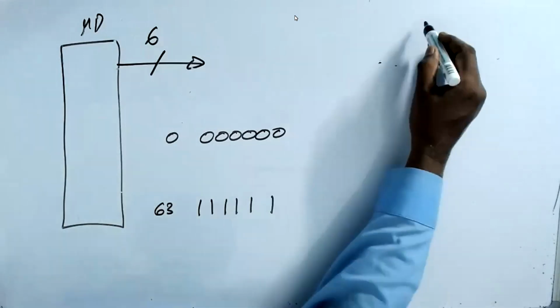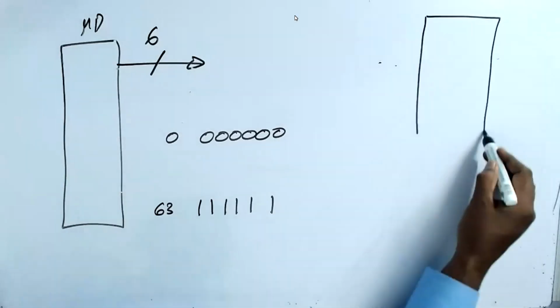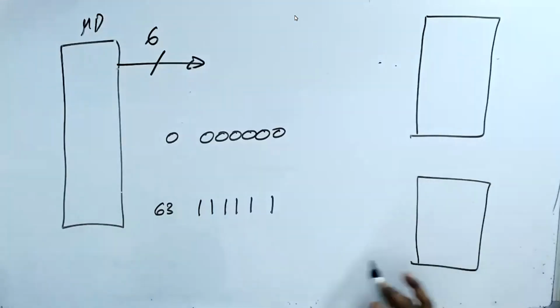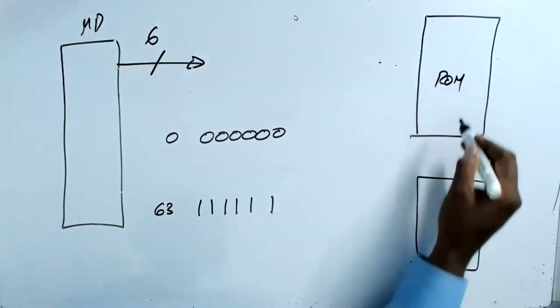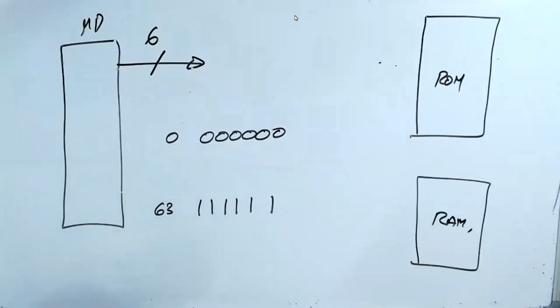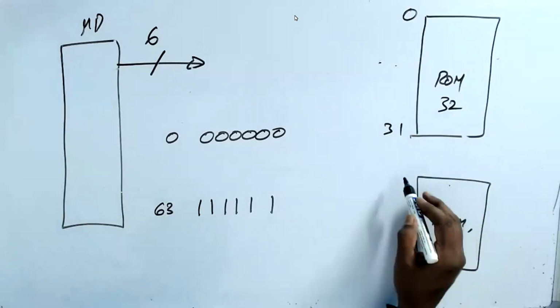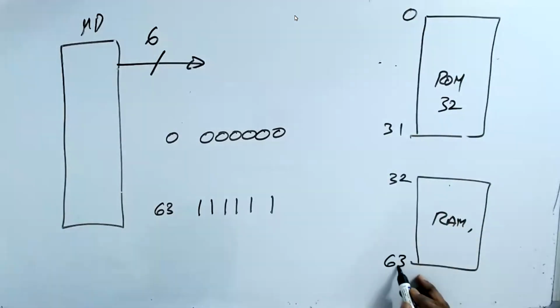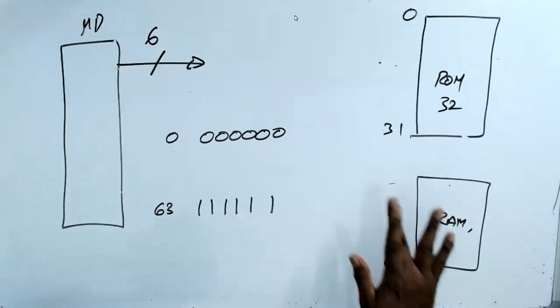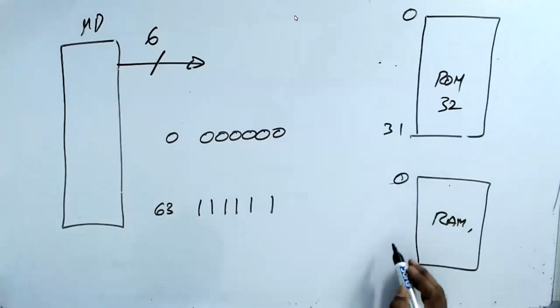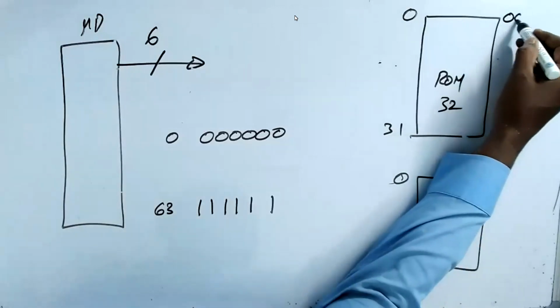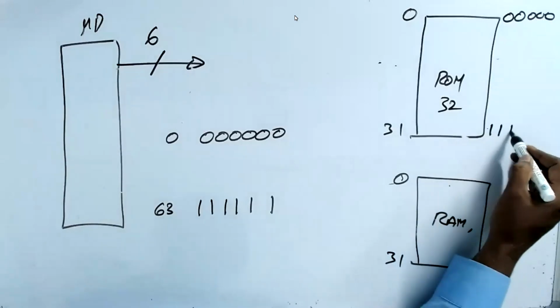Now I have two notebooks, or two memories. One is ROM, one is RAM. I have two memories. This memory is 32 lines, so 0 to 31. This one is 32 to 63. Is it clear? Sorry, both are 0 to 31. Let me write here, 0, 0, 0, 0, 0 to 1, 1, 1, 1, 1, in binary.